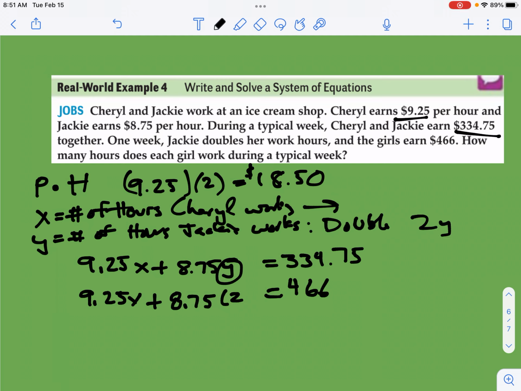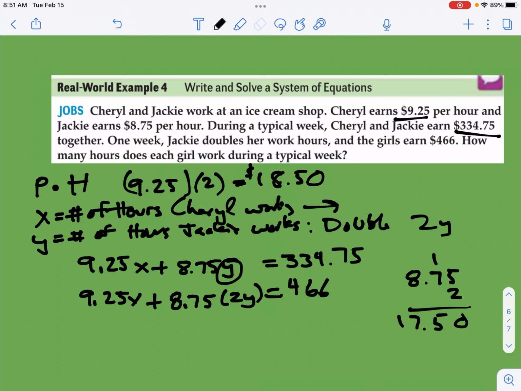So we're going to multiply that by 2y, right? That's what double means. Multiply it by 2. And so now what we're going to do is simplify this bottom equation here. I'm just going to rewrite it. I'm just going to go 875 times 2. Let's figure out what that is, right? And that's 1750.